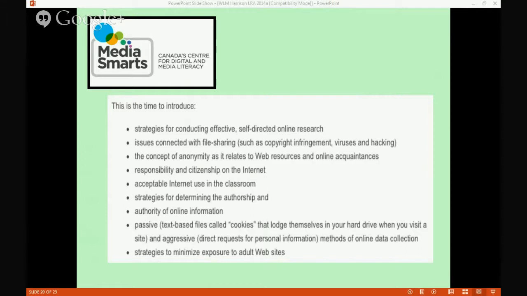The concept of anonymity, it's very difficult to be anonymous, as many of us know. What is responsibility? What are our responsibilities? What is citizenship on the internet? Lots of good questions there, and finding out also, at the bottom there, what are the passive ways in which we give out information about ourselves, and what are the more aggressive ways in which information about us is collected. The final point is minimizing exposure to adult websites.